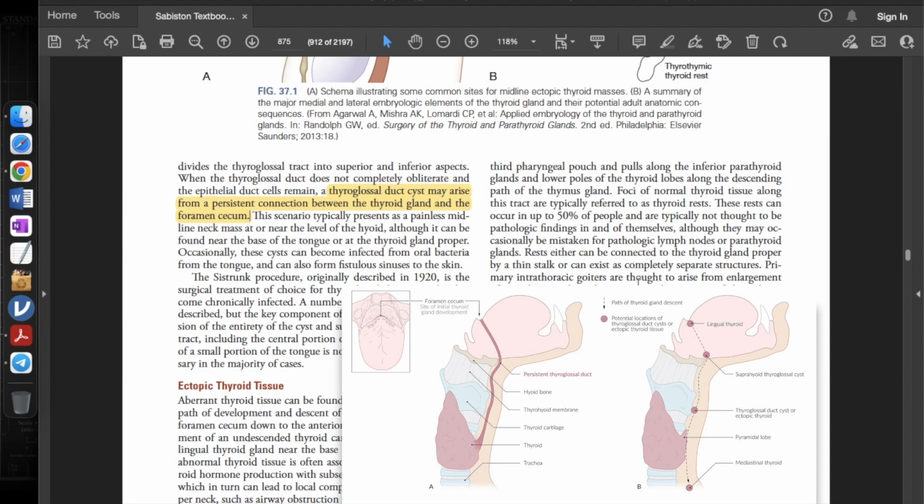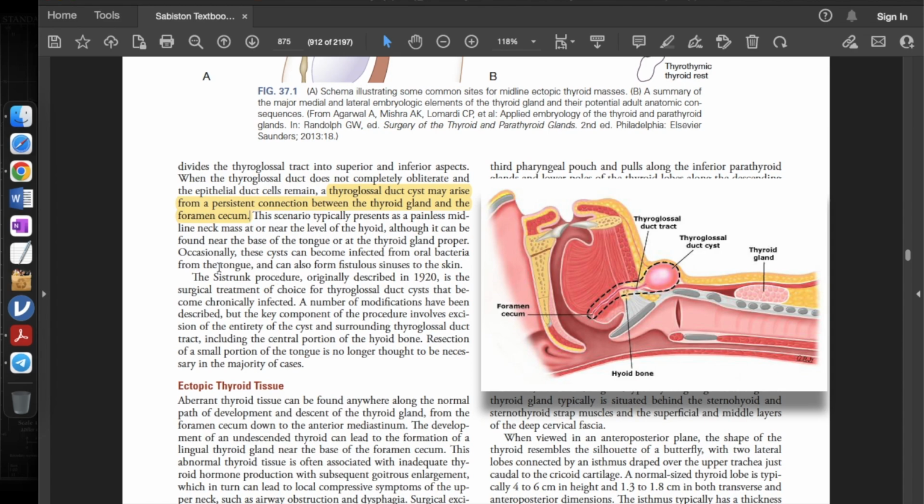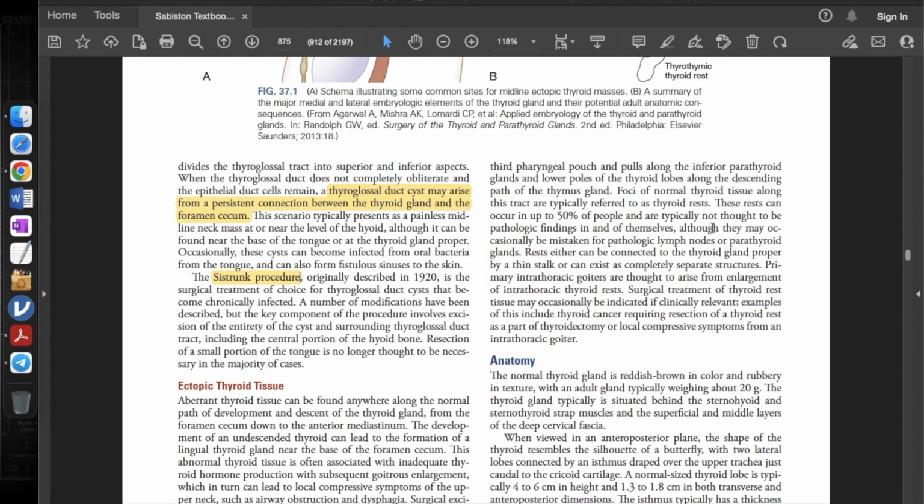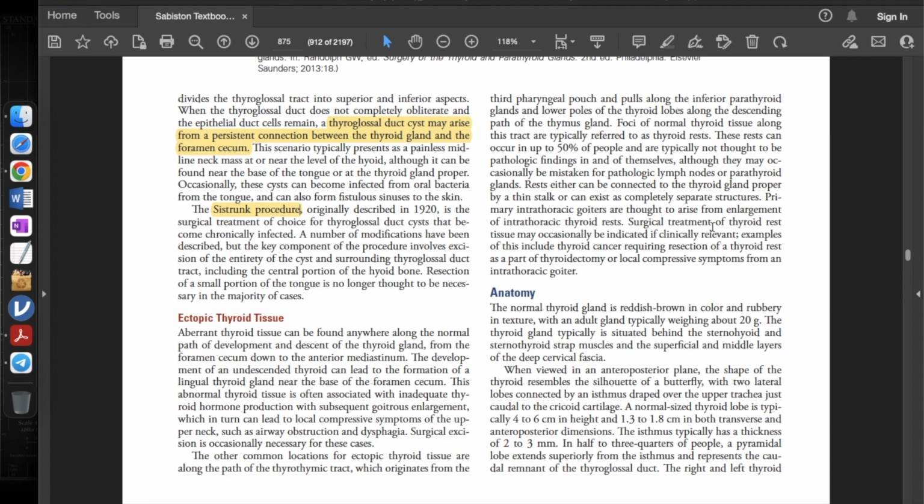Occasionally, these cysts can become infected from oral bacteria from the tongue and can also form fistulous sinuses to the skin. The Sistrunk procedure, originally described in 1920, is the surgical treatment of choice for thyroglossal duct cysts that become chronically infected. A number of modifications have been described, but the key component of the procedure involves excision of the entirety of the cyst and surrounding thyroglossal duct tract, including the central portion of the hyoid bone. Resection of a small portion of the tongue is no longer thought to be necessary in the majority of cases. Now let's talk about the ectopic thyroid tissue.